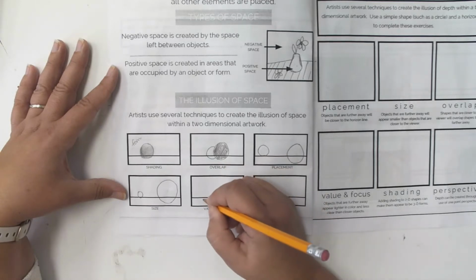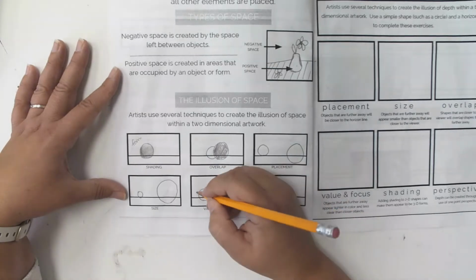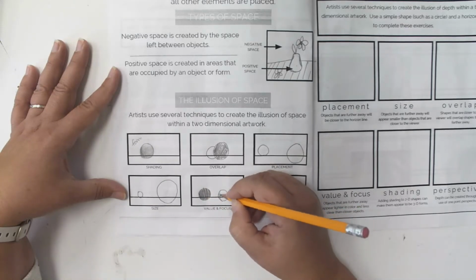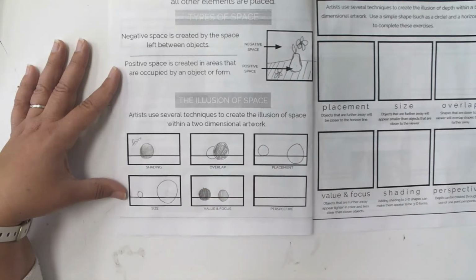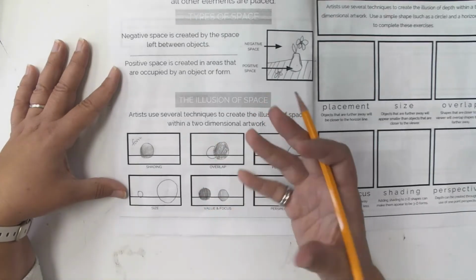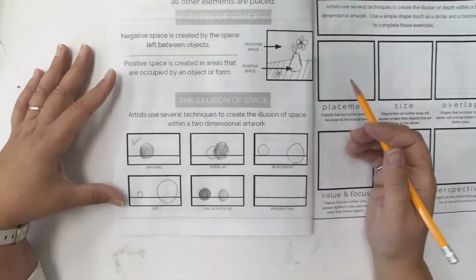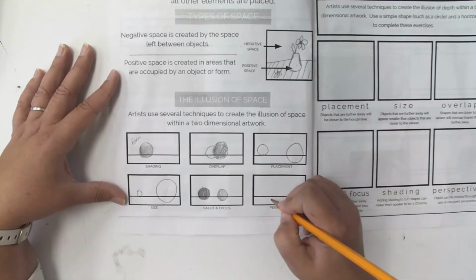Value and focus. All right. So what we're going to do is we're going to make this one really dark. And we're going to make this one really light. So the way that you make a color makes some things pop out. Lighter colors tend to pop out, and darker colors tend to go away. That's why we have shadows and they're darker. Okay? And we have perspective. We just learned that.